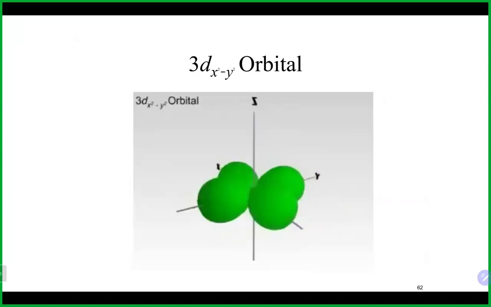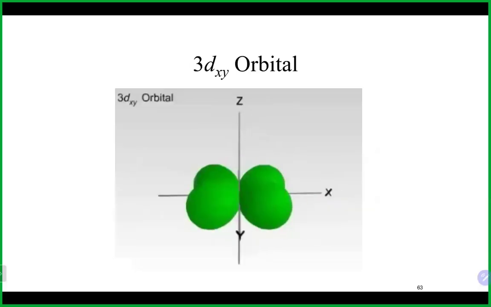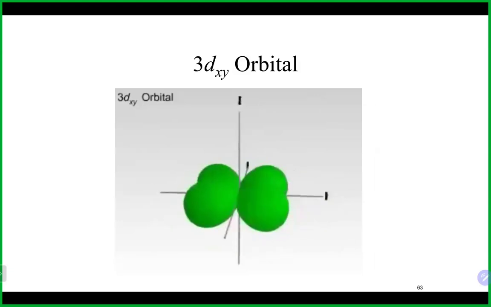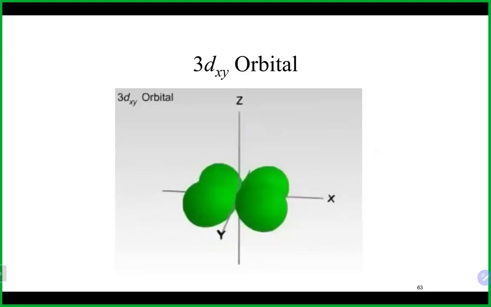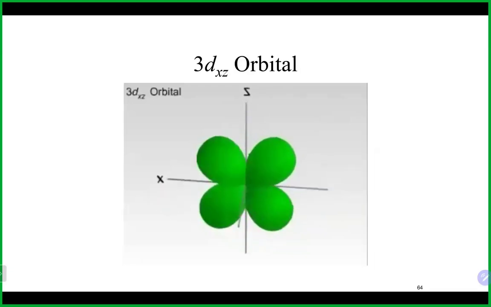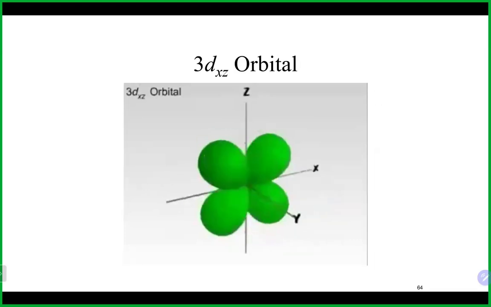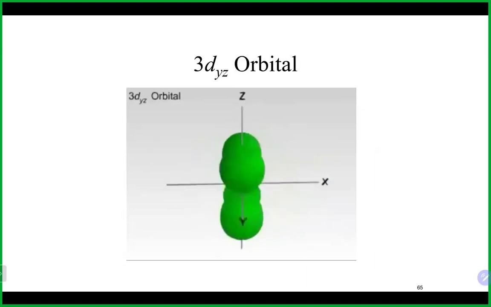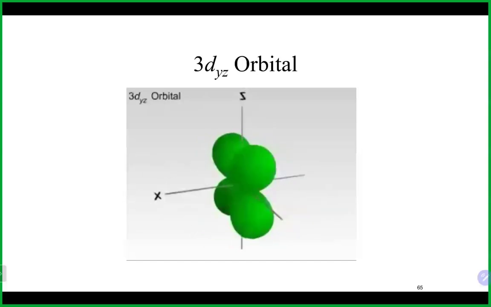Here's what they look like. Lies in the XY plane and is aligned along the X and Y axes. The 3dxy orbital has a cloverleaf shape that lies in the xy plane and bisects the x and y axes. The 3dxz orbital has a cloverleaf shape that lies in the xz plane and bisects the x and the z axes. The 3dyz orbital has a cloverleaf shape that lies in the yz plane and bisects the y and z axes.